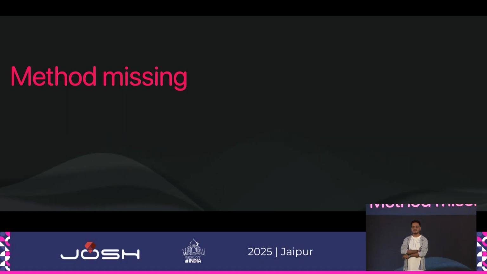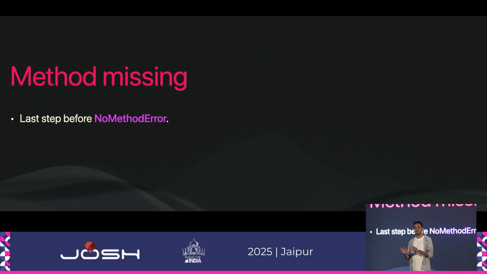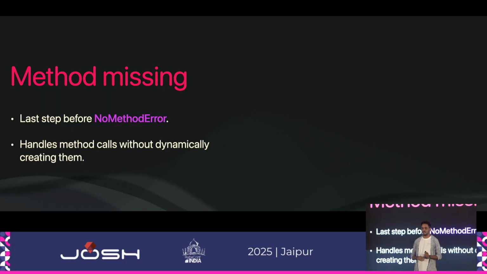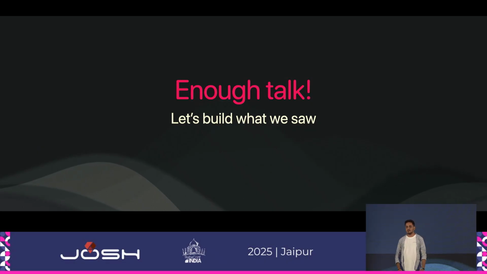And this is the entire context about method_missing. method_missing is the last step before you get this NoMethodError. And this handles calls dynamically, not dynamically as in defining methods dynamically, but it handles the call dynamically. So you get the call, and it decides whether to hit them in the face with this NoMethodError or some graceful handling. Okay, enough talk.